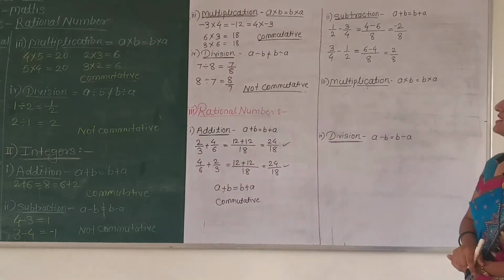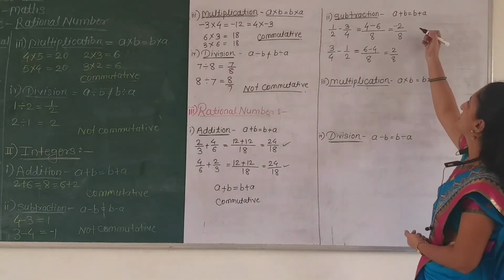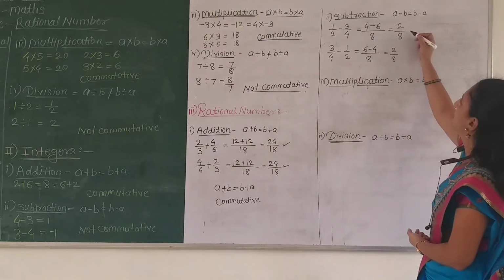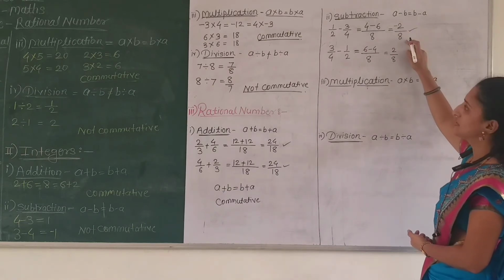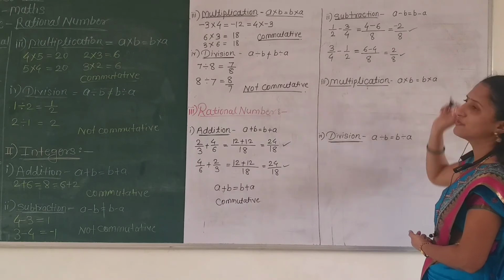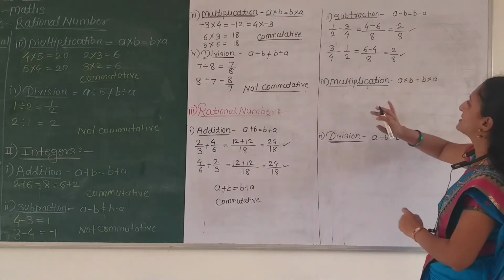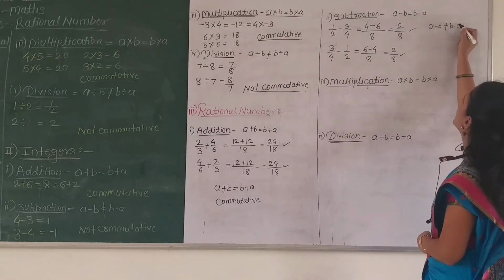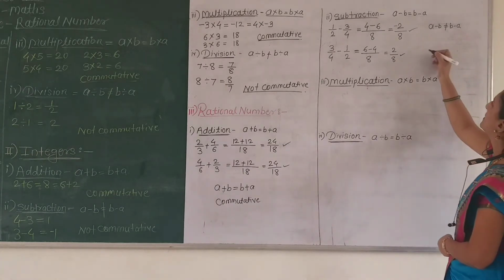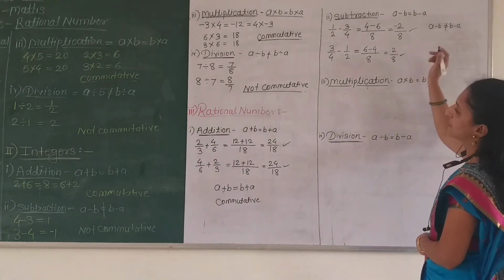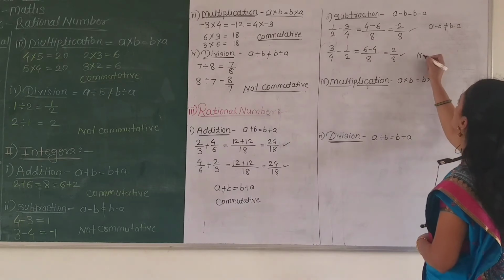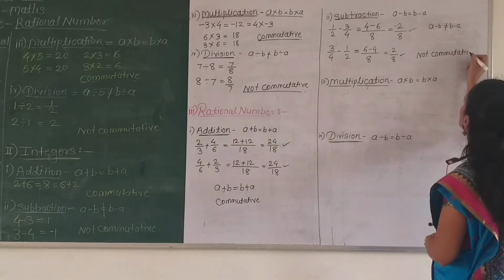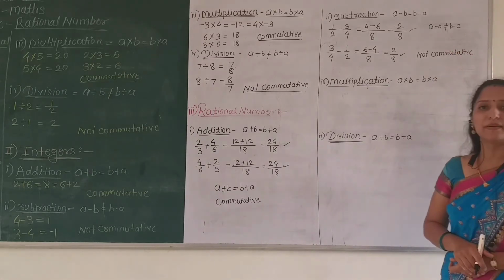Now let us check the answers here. A minus B gives you negative 2 upon 8 and B minus A is equal to 2 upon 8. That means the answers do not match. That is, A minus B is not equal to B minus A. That means rational numbers are not commutative under the operation subtraction.